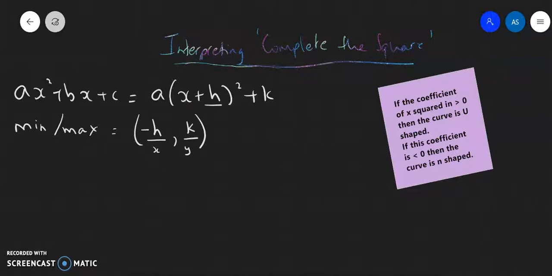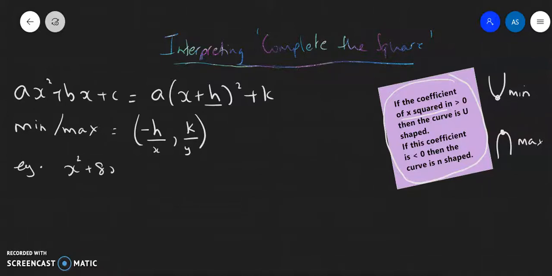Now, if you have to determine if it's a minimum or maximum point, then you can come over to this note on this side. It says here, if the coefficient of x squared is greater than 0, then it will be a U-shaped curve, and then that will be a minimum point. If, however, the coefficient is less than 0, it will be a maximum point. Now, I'm going to do quickly two examples of how you interpret this.